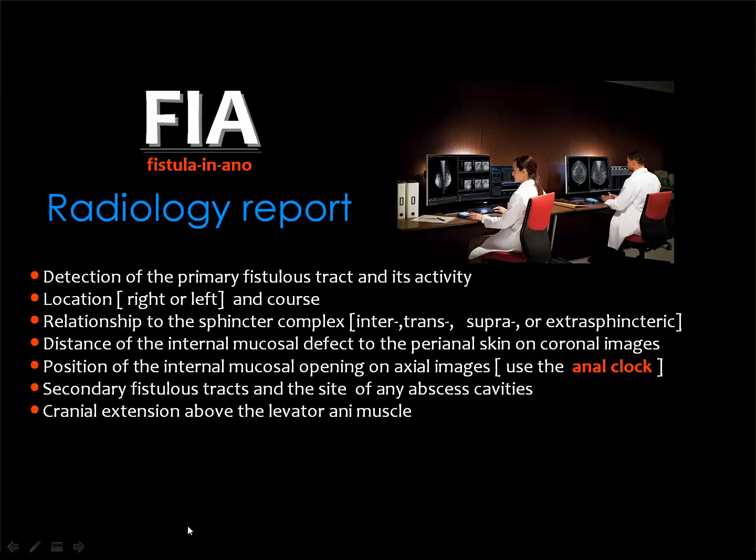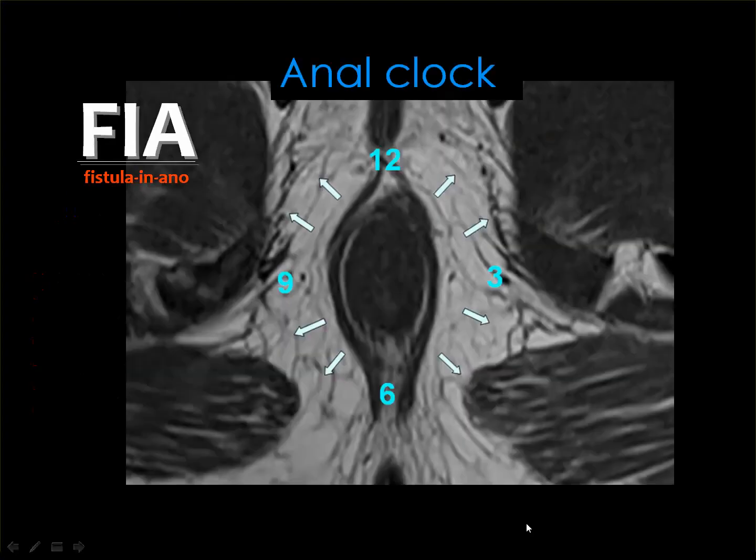Then you measure the distance between the internal opening and the external opening. You measure the distance of the fistula tract. Then you should locate the position of the internal opening using the anal clock. Then if there are side tracts or abscesses, you should mention, and you should detect the cranial extension above the levator ani. These are the items that should be included in the report. This is the anal clock, where you imagine that the anal area is similar to a clock. And if the fistulous opening is here, you mention at 3 o'clock, is here at 4 o'clock, and so on.